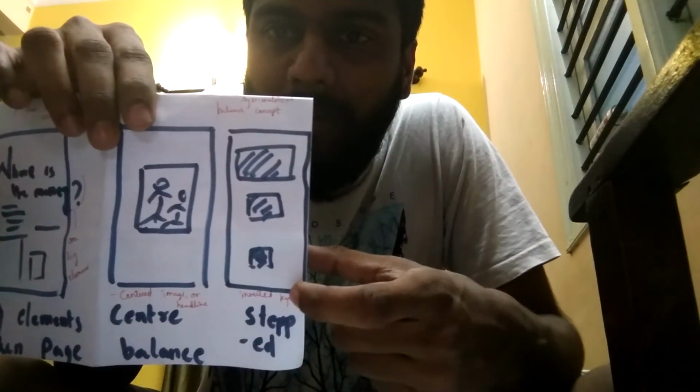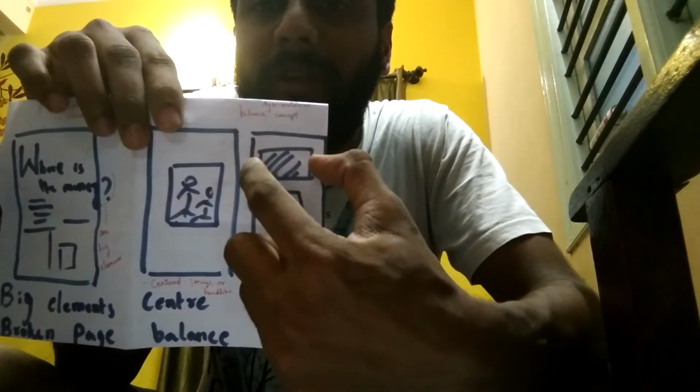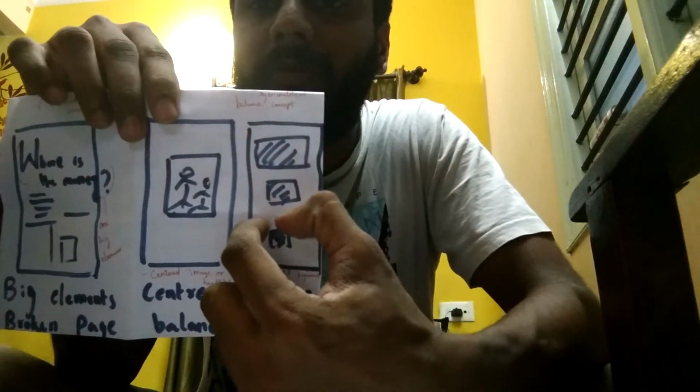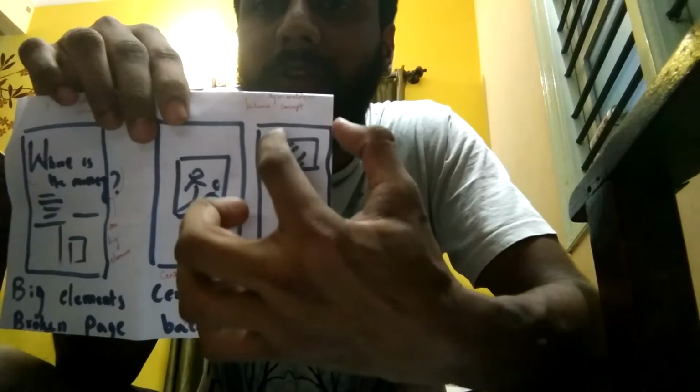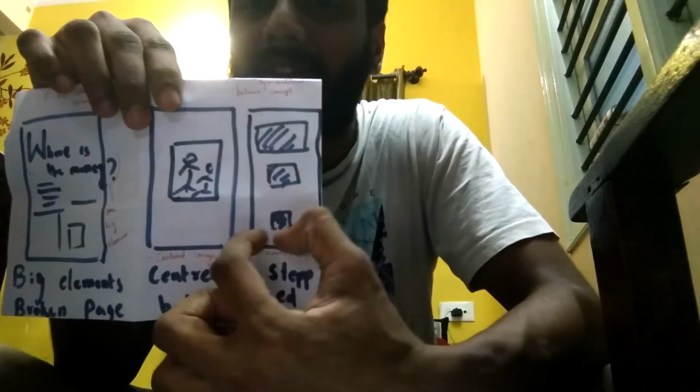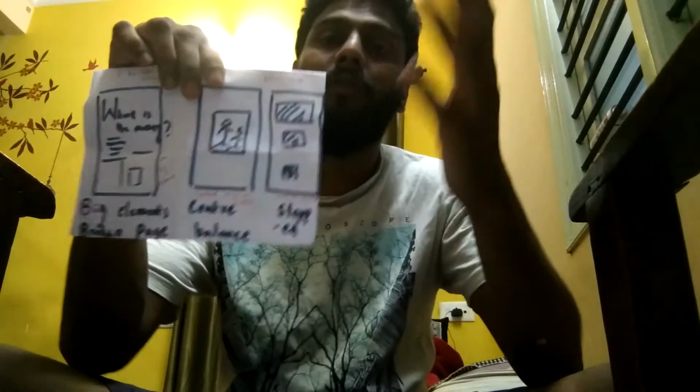Apart from that, you have stepped layout. I've put inverted pyramid here. So basically it's from a very big element to a smaller element to a smaller element to a smaller element, and it goes in that order. Mostly 3 steps is what is good for the visual image.